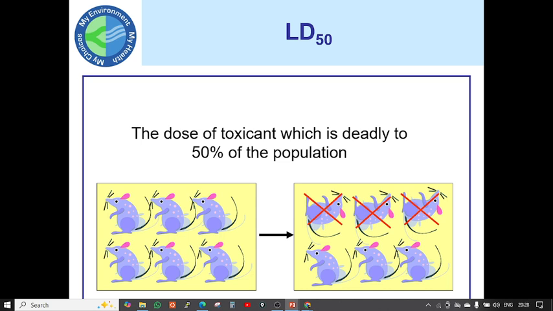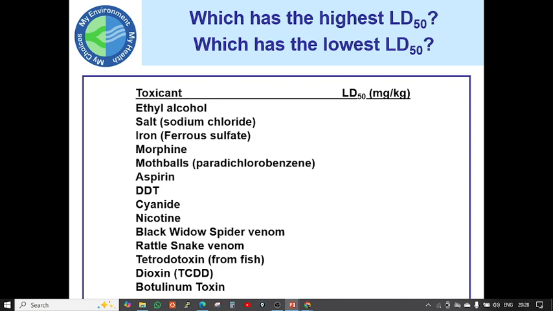Let's say, as a clear example, there are 6 rats and we are giving some amount of toxic substance to them, say rat poison, 5 milligram or 10 milligram. If 3 out of 6 die by consuming this substance, then that amount of the substance is called LD50, lethal dose 50. These are the terms you have to remember.